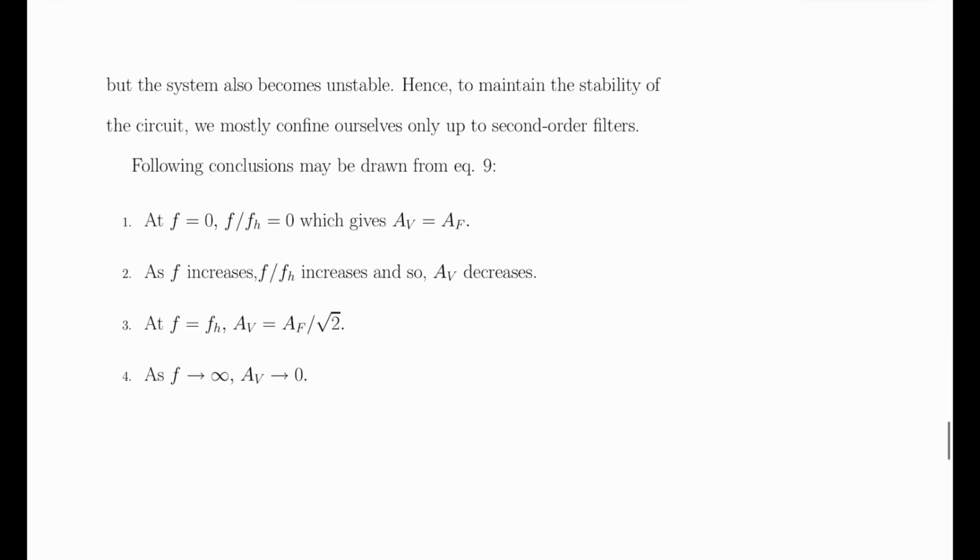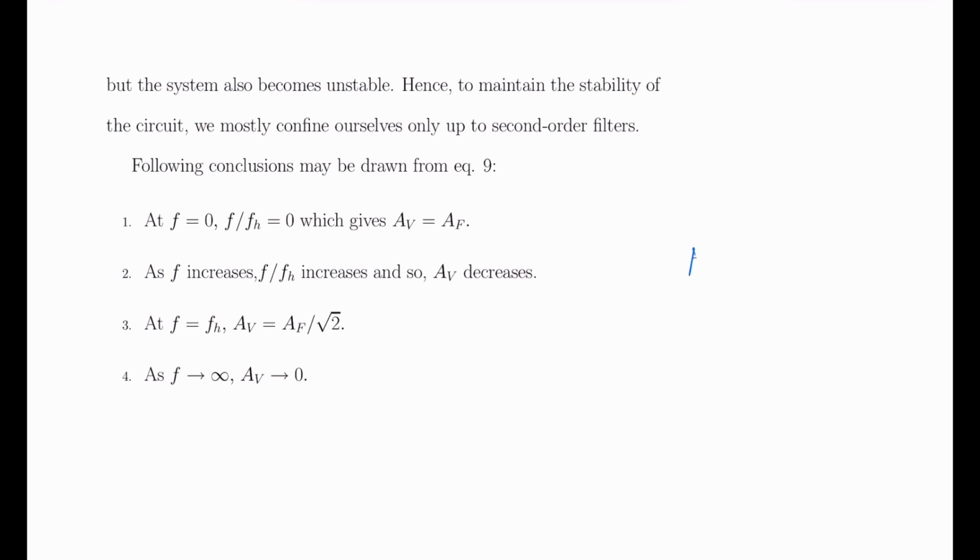So from equation 9, the following conclusions may be drawn. When f equal to 0, f upon fh is 0, which gives you AV equal to AF. So gain is maximum here at frequency 0. As f increases, f upon fh increases, and so AV decreases. It follows from equation 9. At f equal to fh, AV is AF upon root over 2. And when f tends to infinity, AV tends to 0.